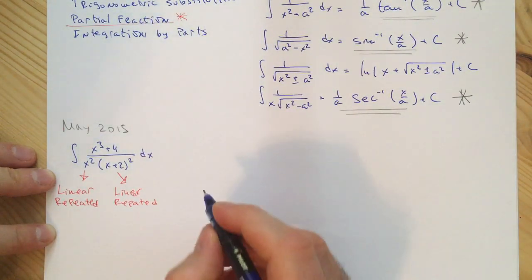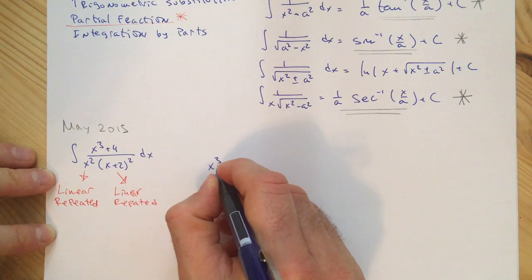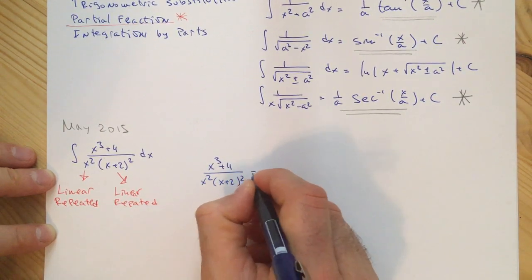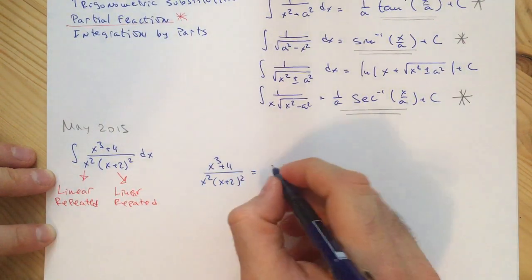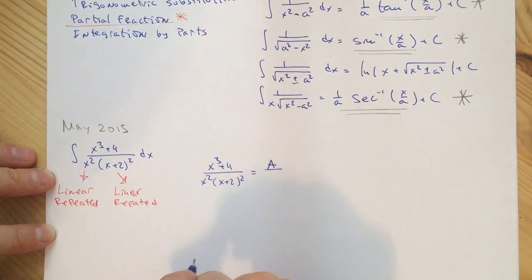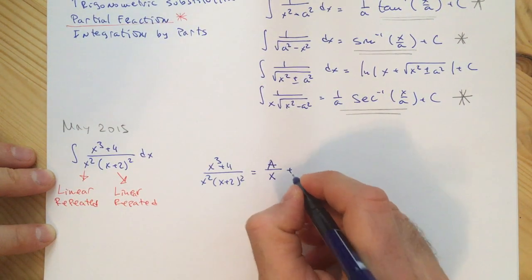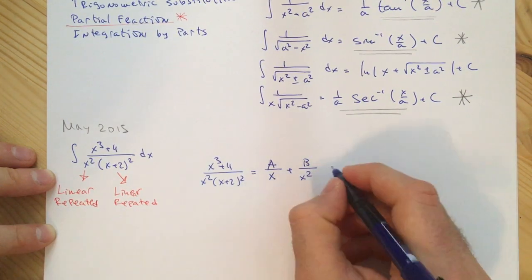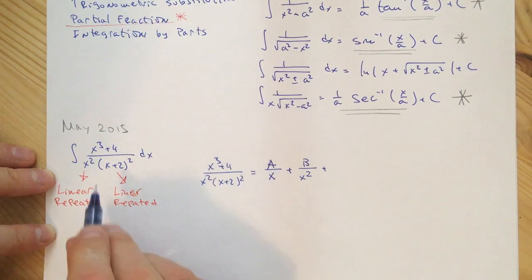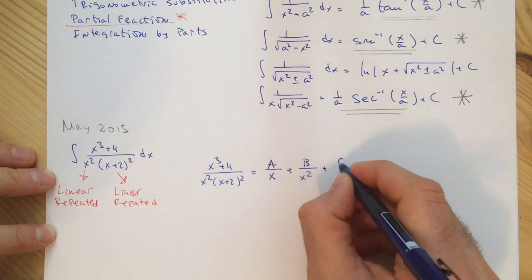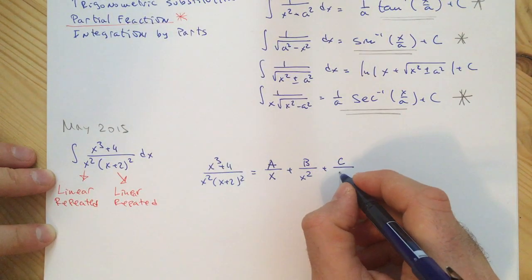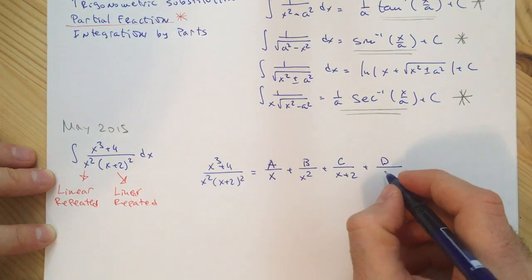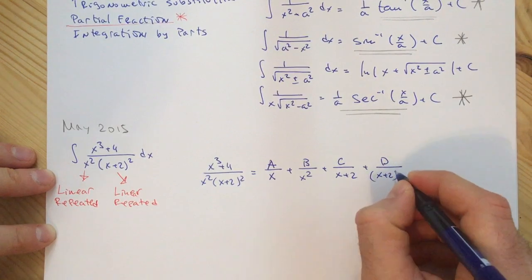Okay, so x cubed plus 4 over x squared times x plus 2 squared is equal to, so the first factor is linear. That means above I have to put a constant, A over x, plus now the repeated one, B over x squared, plus the second factor is also linear, so C over x plus 2, plus now finish it, the repeated one, D over x plus 2 squared.